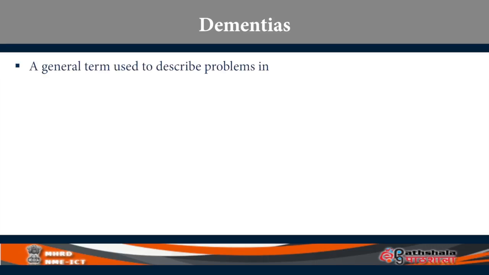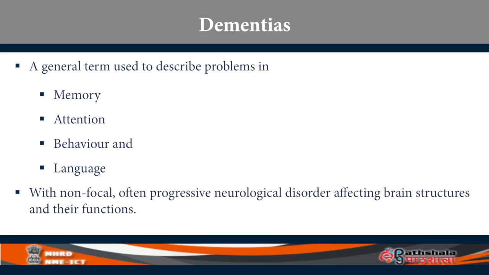Dementia is a very general term. Dementias can affect memory, attention, behavior and language. So, a neurologist diagnoses somebody as having dementia when there is a non-focal, progressive neurological disorder affecting brain structures and their function.